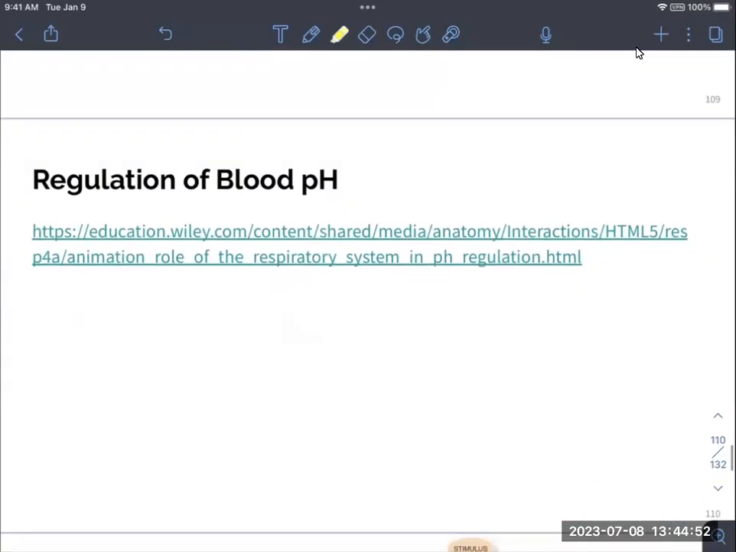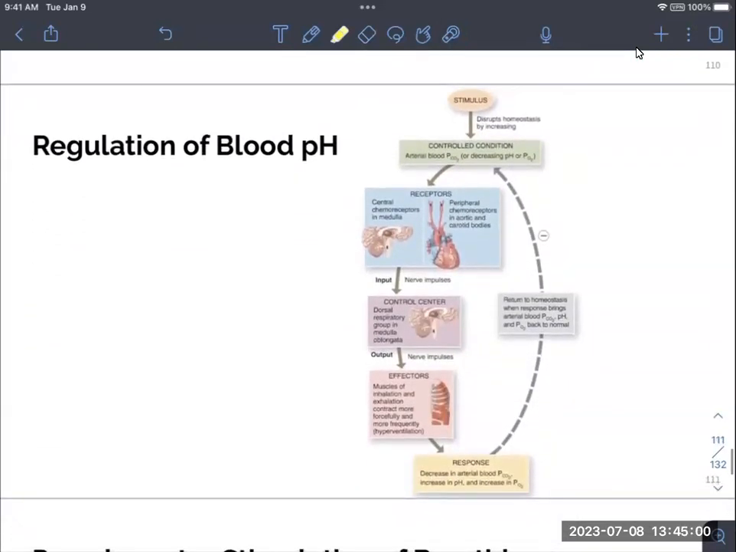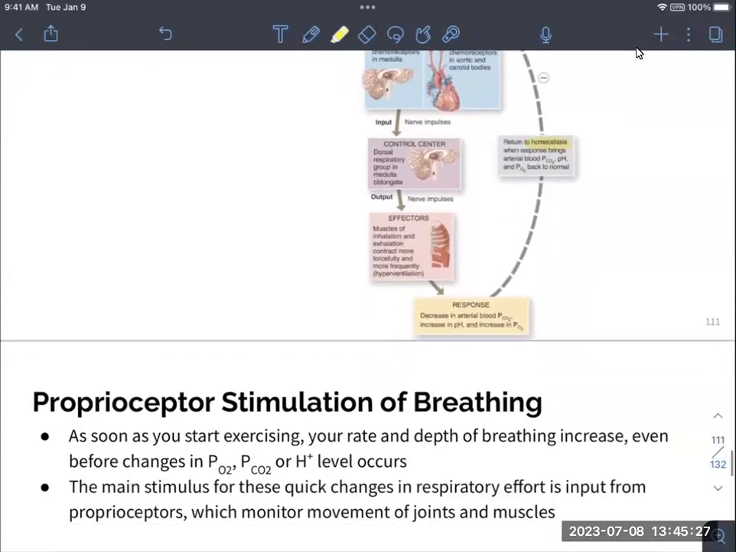This is a good video that'll go through how we regulate our blood's pH. Again, our regulation of our blood pH is part of this homeostatic balance that we keep. And it's going to increase or decrease the amount of oxygen or carbon dioxide by altering your breathing rate, the depth of your breath, to get back to that homeostatic balance of the amounts of oxygen and carbon dioxide in your blood.